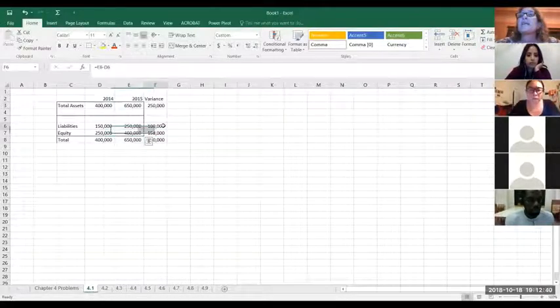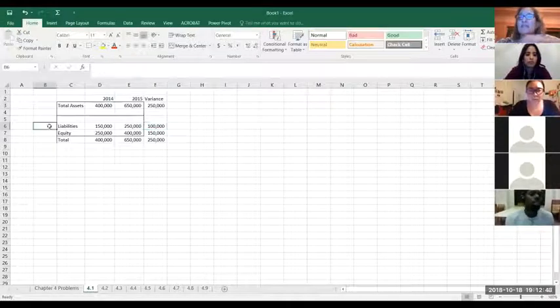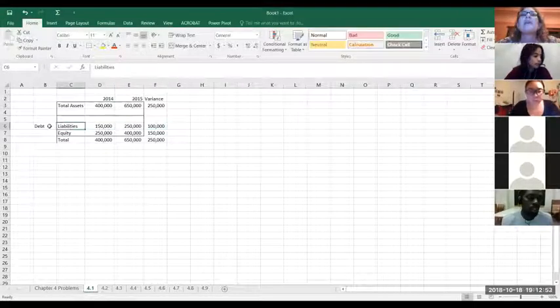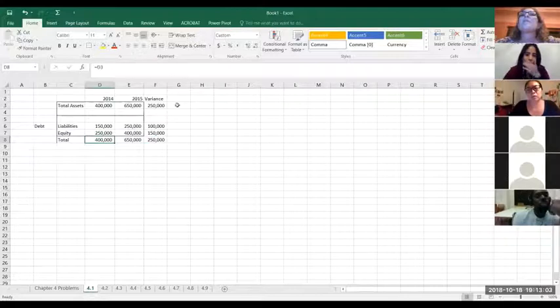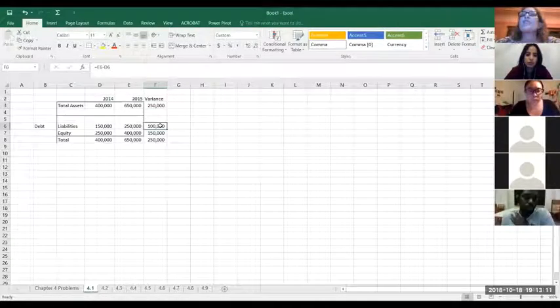So in this case, it looks like the organization got more liability, meaning they got more debt. They took out $100,000 of debt, and then they actually got more equity. If you look at the difference here, the equity went up by 250, but the only amount of asset change that made it was 150. So they're basically showing you that they had to borrow money to get part of the assets.